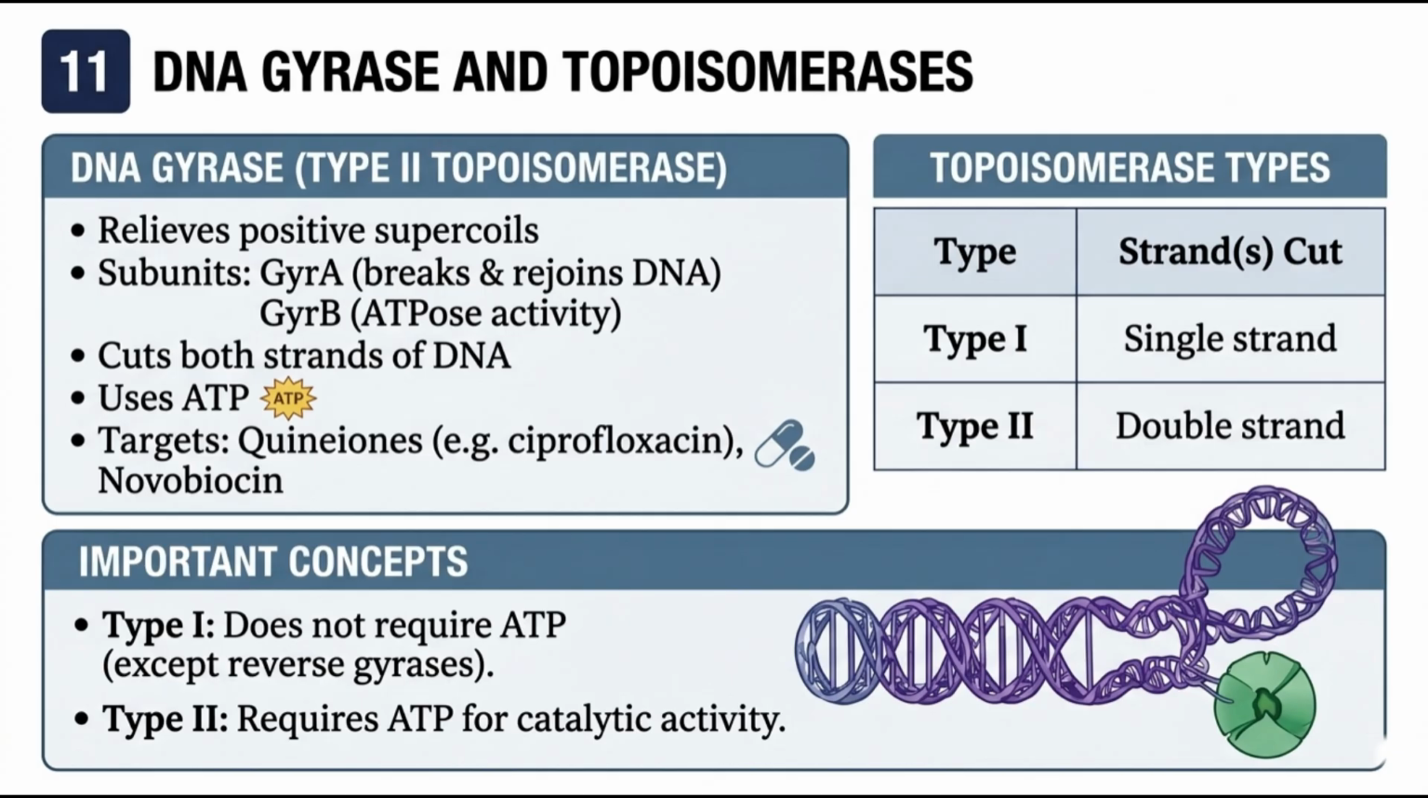Type I topoisomerases cut only one DNA strand and usually do not require ATP. Type II topoisomerases cut both DNA strands and require ATP. Topoisomerases possess a catalytic tyrosine residue that transiently forms a phosphotyrosine bond with DNA during strand cleavage. DNA gyrase is an important target of antibiotics such as quinolones and novobiocin.